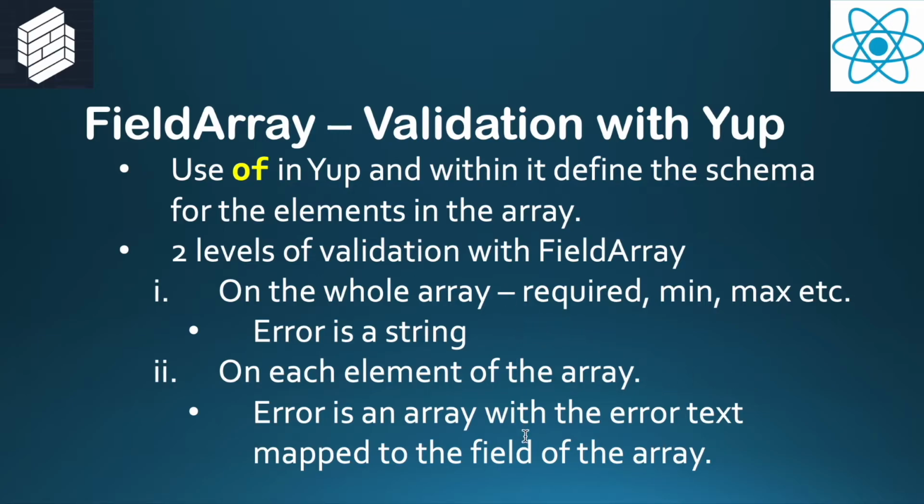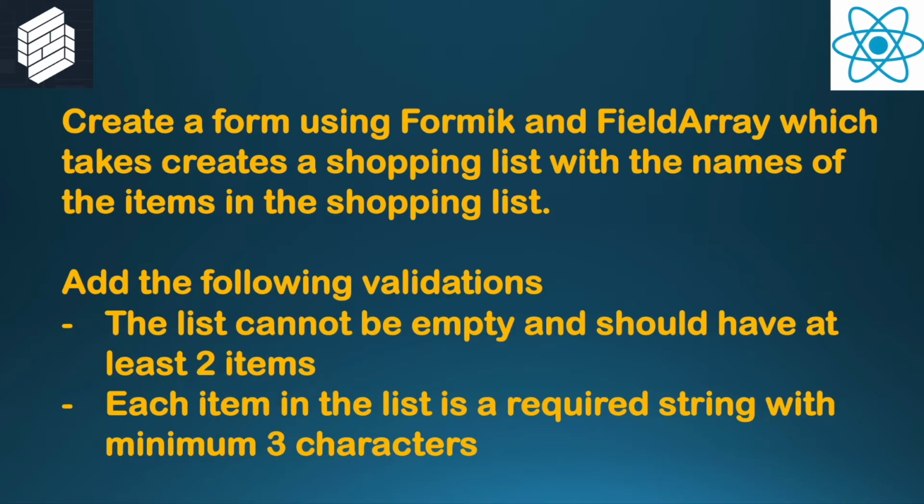So there are two levels of validation here: on the whole array and on each element of the array. When we have errors on the elements of the array, the error is an array with the error text mapped to the field of the array. If there are multiple fields, it's mapped to each of them. So there are two ways it can generate it. The error is given to us either as a string or as an array. This will become clearer as we implement it here.